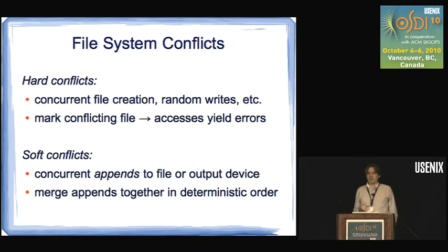just produce errors. On the other hand, for a very restricted class of concurrent writes, we specially support them, namely when two processes do append-only writes to the same file. We allow those to happen without creating a conflict, because we just merge together the appends, and that way we can deal with log files or console output, and we basically get all the appends collected together in a deterministic order.